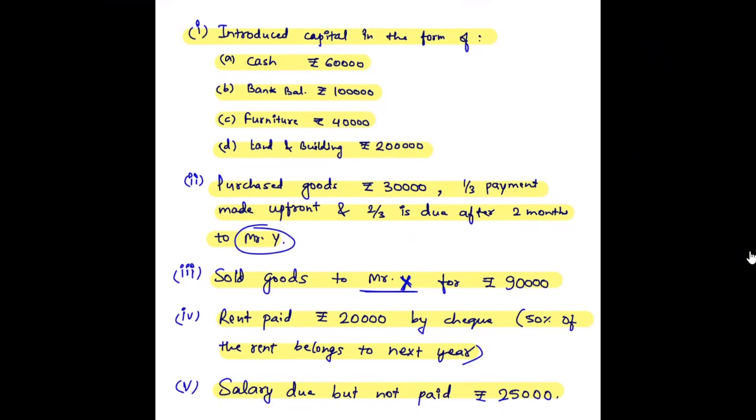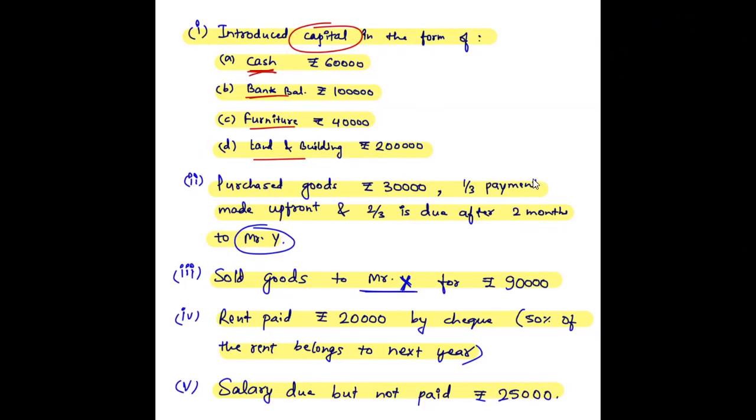Okay, time up. Let's do the journal entries together. Sir, you have told the journal entries with one item. Now we have more than one item in one journal entry. Like for example, the first one says we have introduced the capital, but capital is not just introduced in the form of cash. It has been introduced in the form of bank balance, furniture, land and building, and cash itself. So there is nothing to worry.